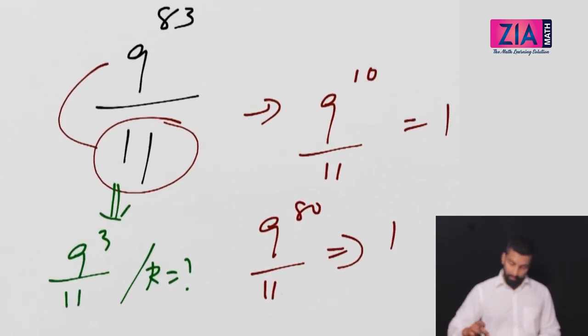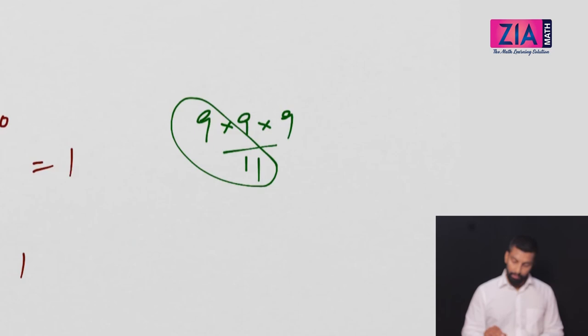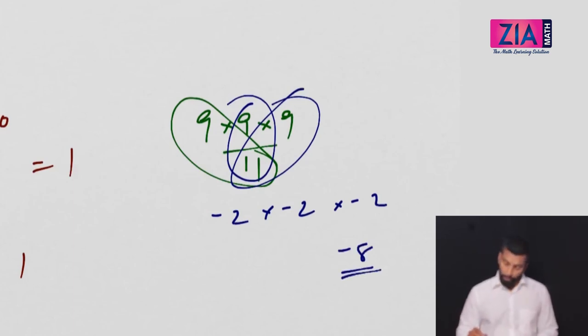So then what is your answer? 9 into 9 by 11. So you can do this minus 2, you do this minus 2, you do this minus 2. So minus 2 raised to 3 means minus 8. Can remainder be negative? So add the denominator. You get 3 as the answer.